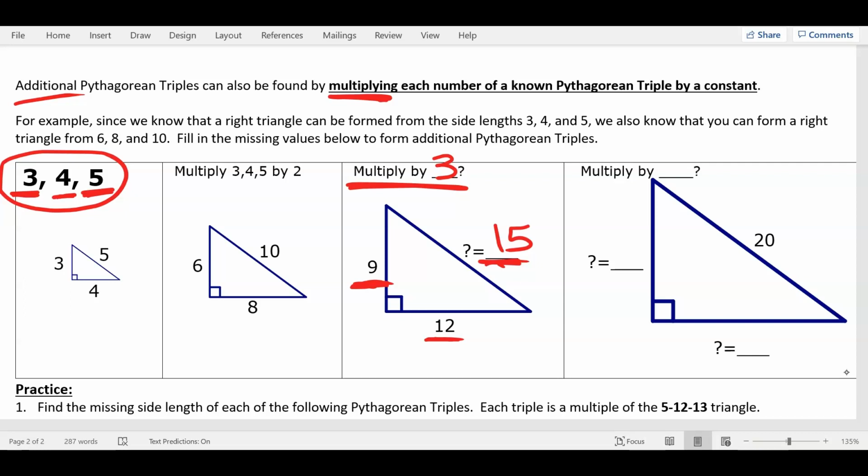Here's another example. The only thing I have is 20 for the hypotenuse, but the original is 5. 5 times what is 20? You can do 20 divided by 5, and you get 4. So if my multiplier is 4, can't I just do 3 times 4 and 4 times 4? 3 times 4 is 12. 4 times 4 is 16. These are just multiples of a triple.